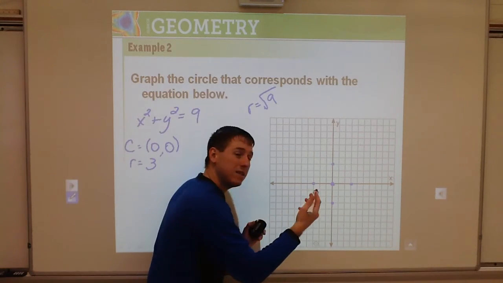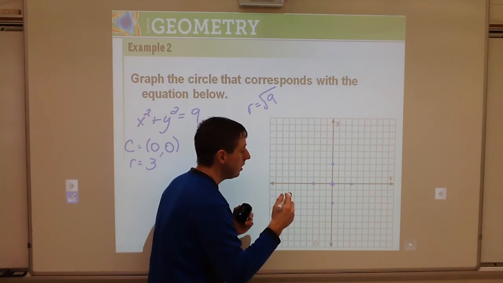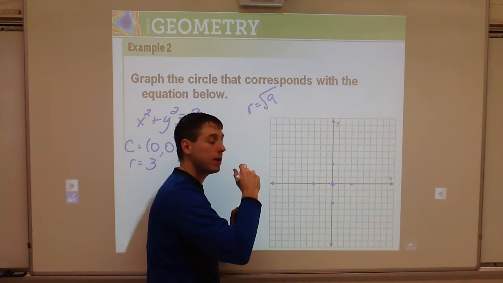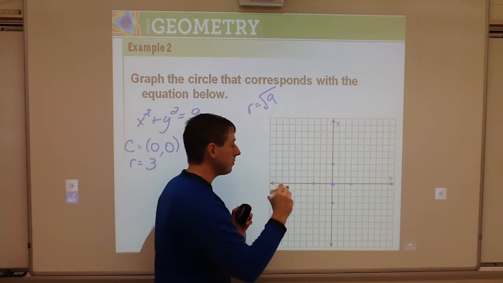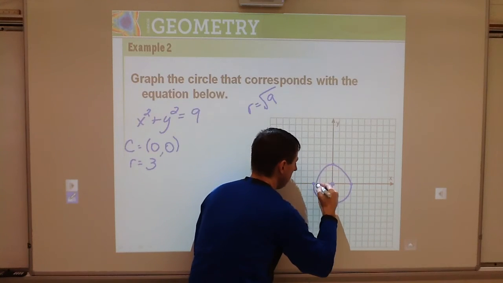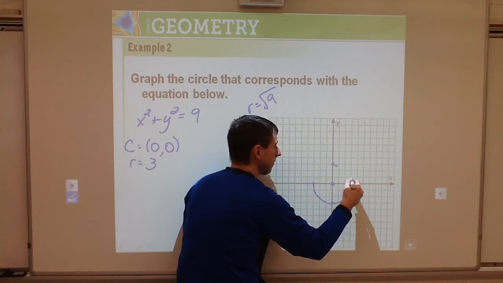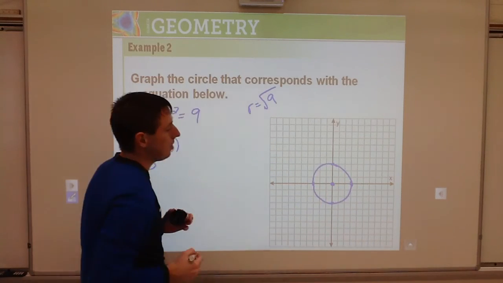Now I just have to do my best. Don't do straight lines, because we're not doing a diamond or a square shape here. We're doing a circle. So try to make it as best you can, with nice smooth curves going through these points. Oh my goodness, you can see how hard it is. First try, so give me a break here. Still not good, but you get the idea.